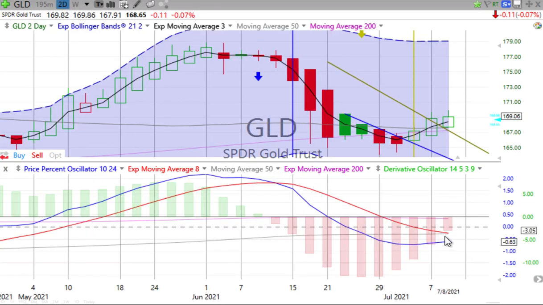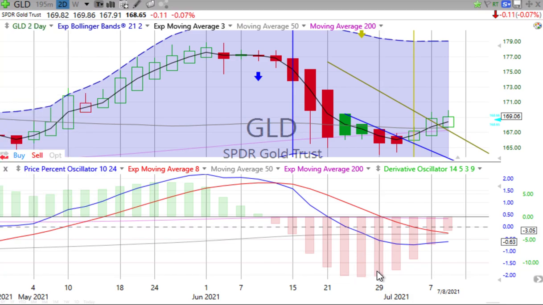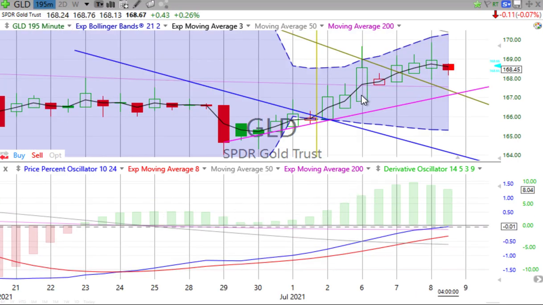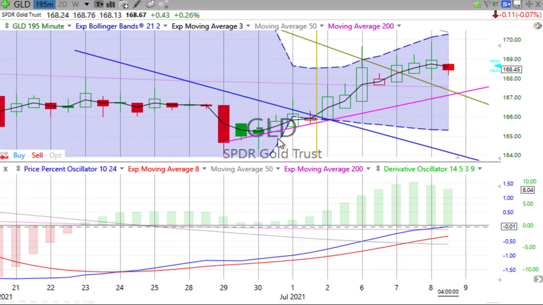2-day chart, price percent oscillator negative, but heading up. Derivative oscillator's been losing downward momentum since that started back on the 29th. And again, we still have a green up candle that's trying to form there on the 2-day. We look at the half day, and again, this is the first red candle, solid red, we've seen since all the way back on the 29th of June. So again, several days of up movement or sideways movement. First red down candle at the end of the day on Thursday.